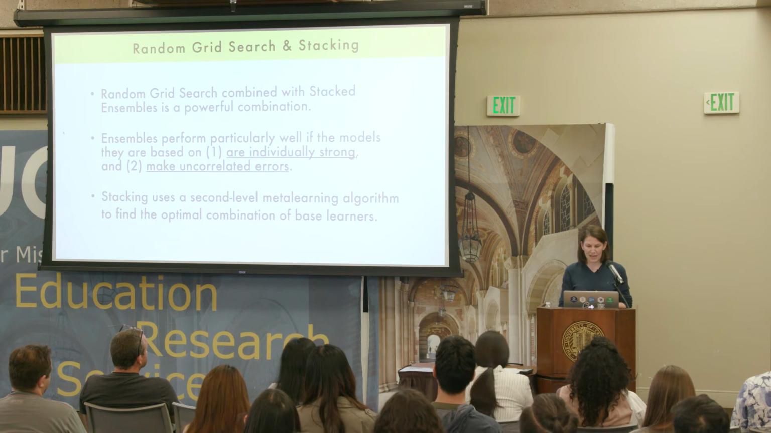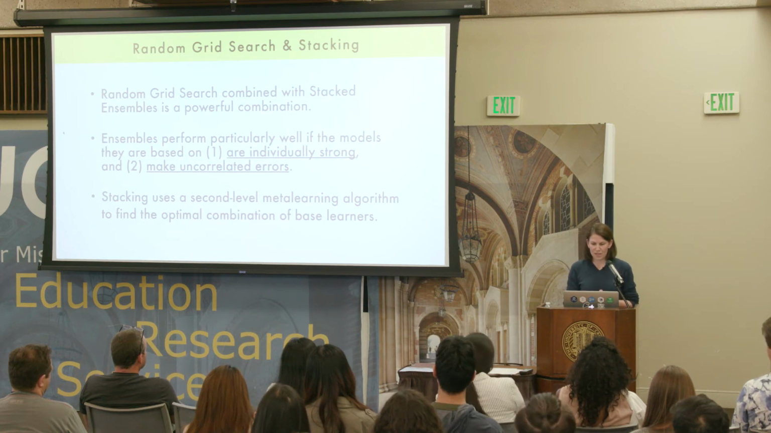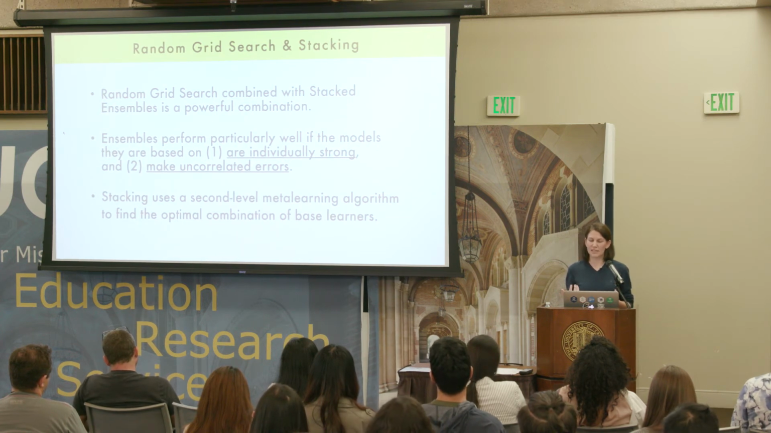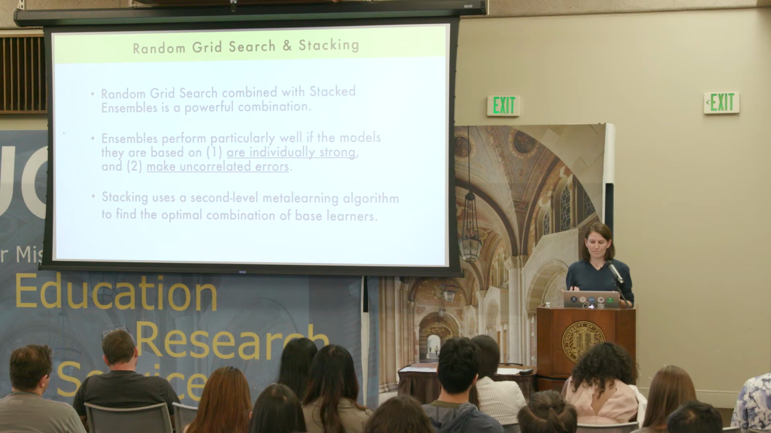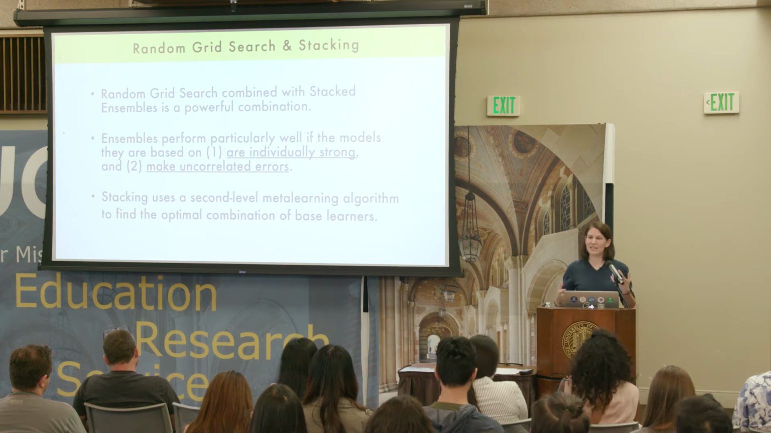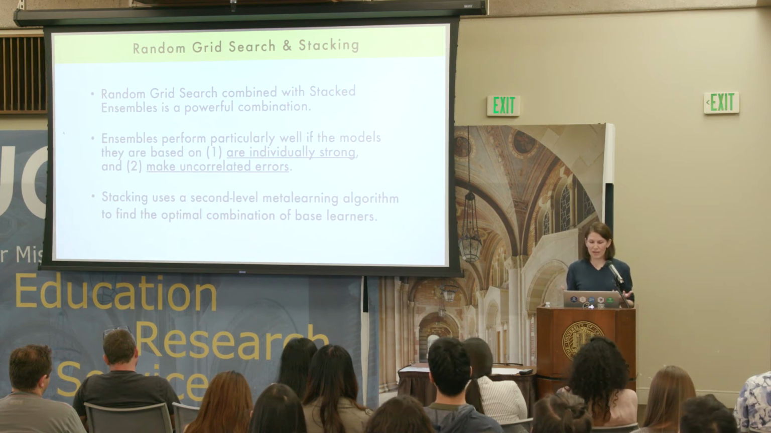And the reason for that is that stacked ensembles perform well when you have a diverse set of models in the set. One way to get diversity is just to use randomness. So you can just create a random set of models and then they're sort of guaranteed to be diverse. And so that's why those two things work well together.